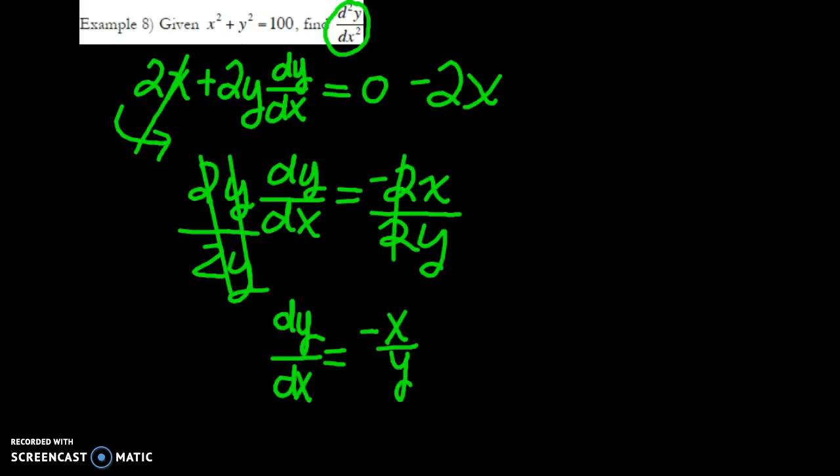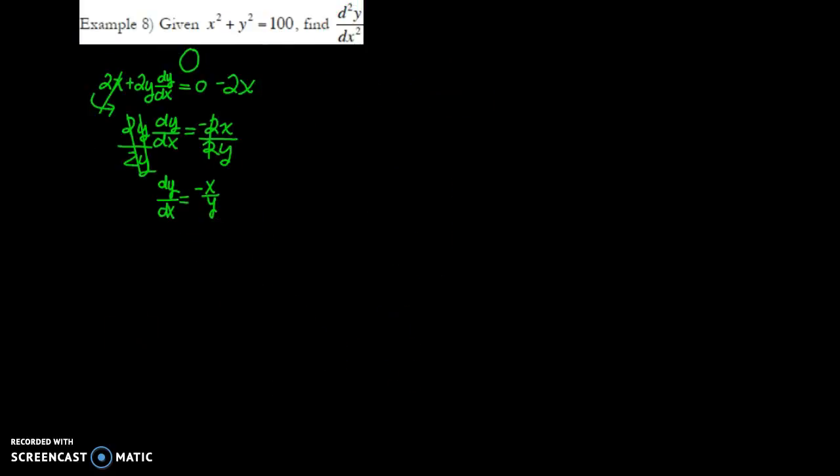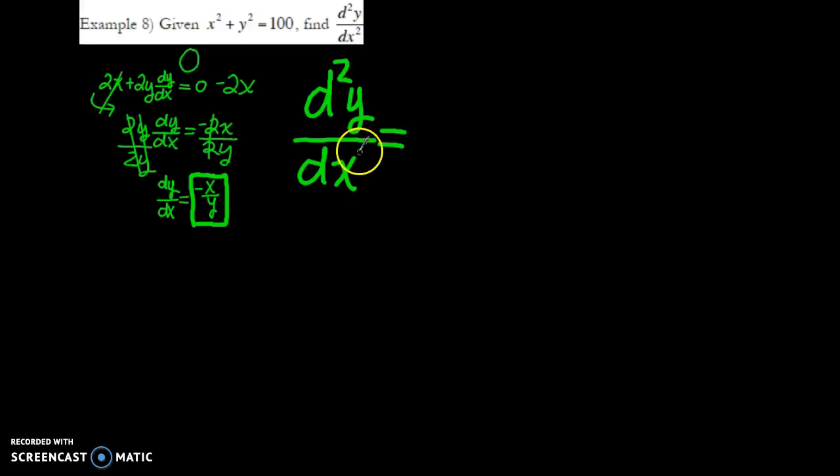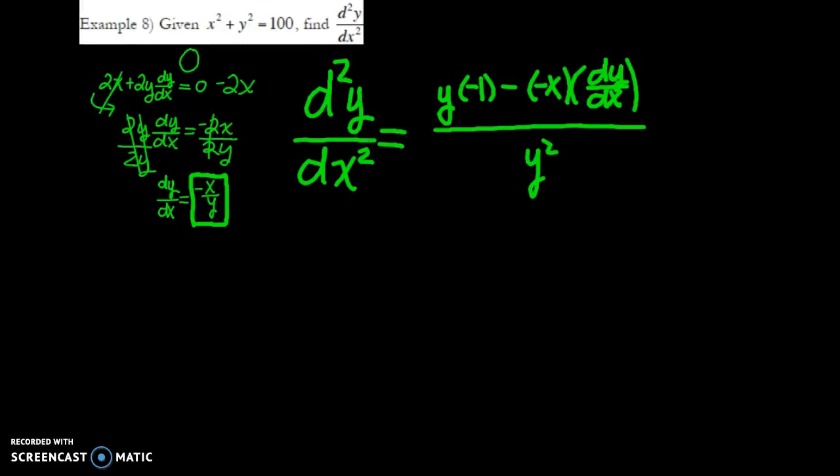Now, if you haven't noticed, the derivative of any circle is going to be negative x over y. Okay? So the next thing you need to do is find the second derivative with respect to x. And what we have here is a quotient, so we need to use the quotient rule. And you'll end up with this right here. And there you have it: low d high minus high d low over low low.